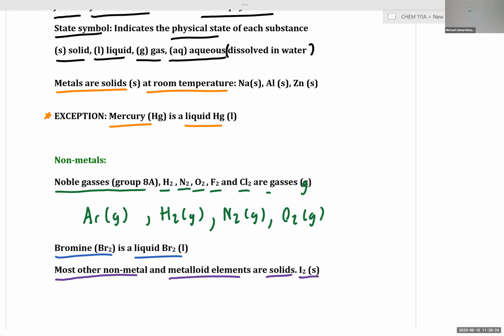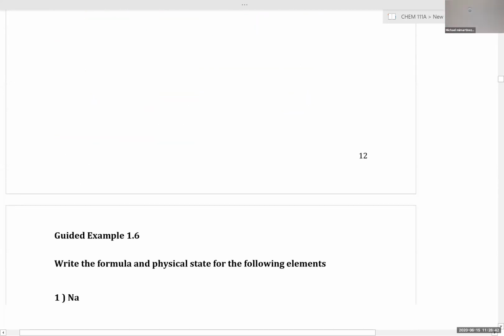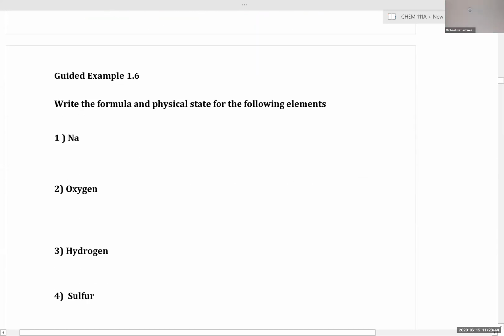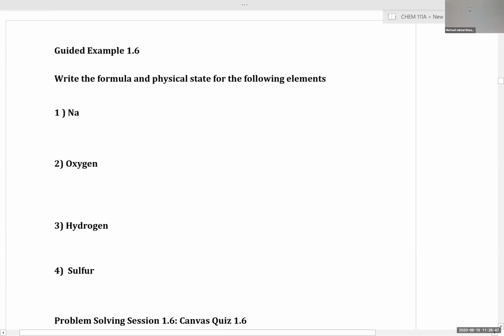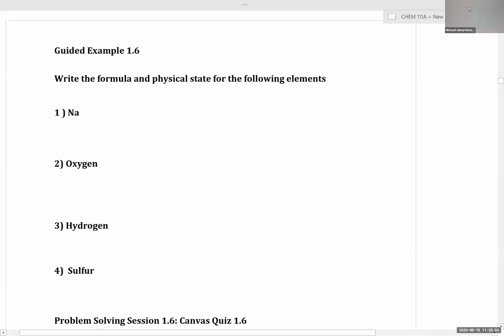The goal of this portion is really to get you familiar with the natural physical states that elements exist in at room temperature, so you can begin to help visualize and understand what each of these element symbols represent in our physical world. So let's do some examples. In this following example, we're asked to write the formula and physical state for the following elements. So this will be a guided example that we'll be working on together. So first, Na, so that's sodium. I already have the formula.